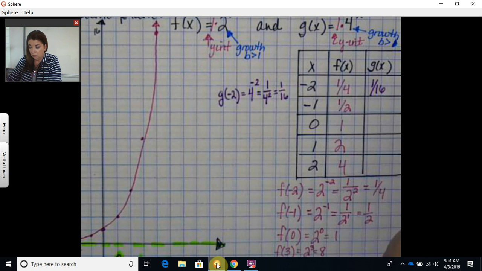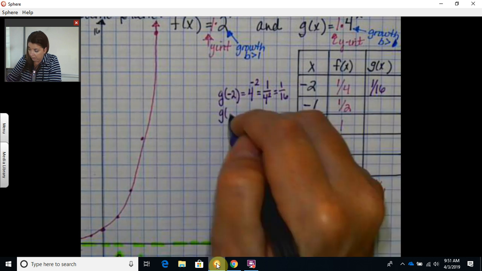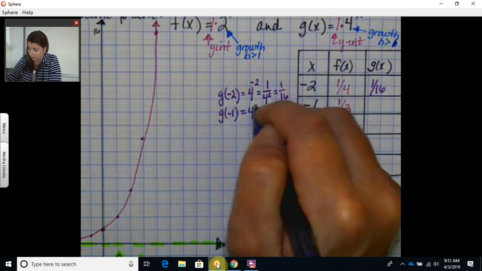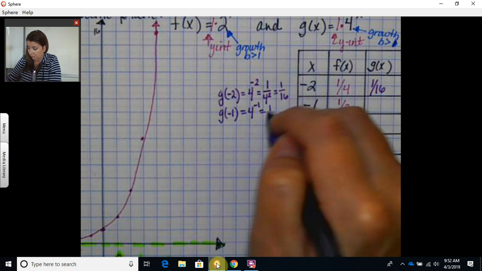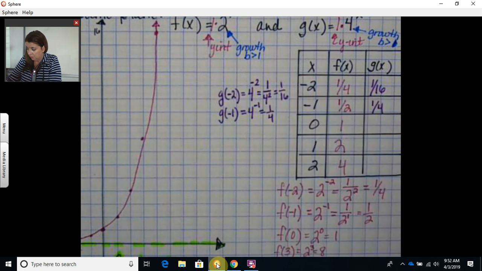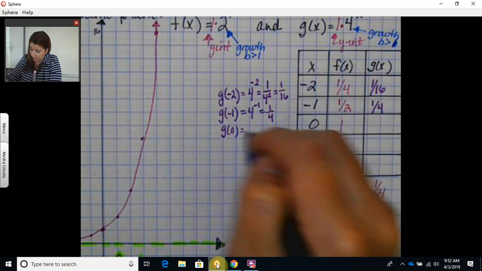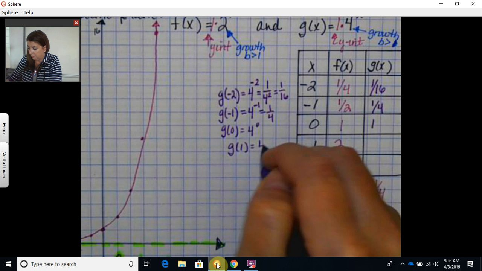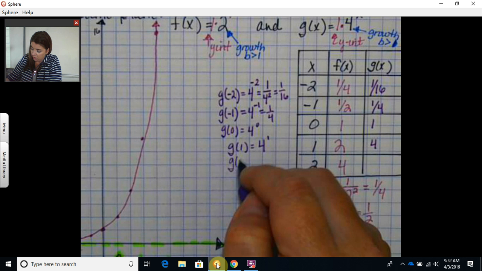Now let me do negative 1. g of negative 1 equals 4 raised to the negative 1. What are we going to have there? 1/4. What is g of 0? 1. What is g of 1, which would be 4 raised to the first? 4. What about g of 2? 16.